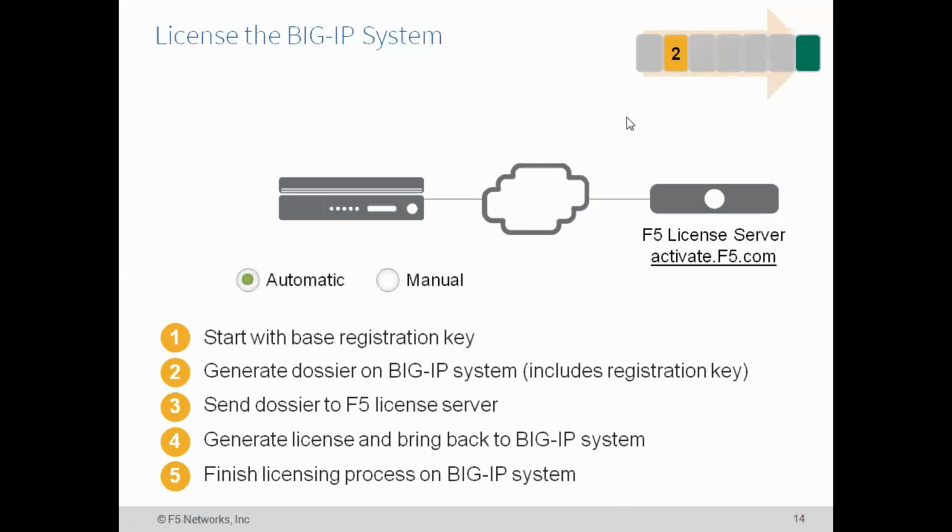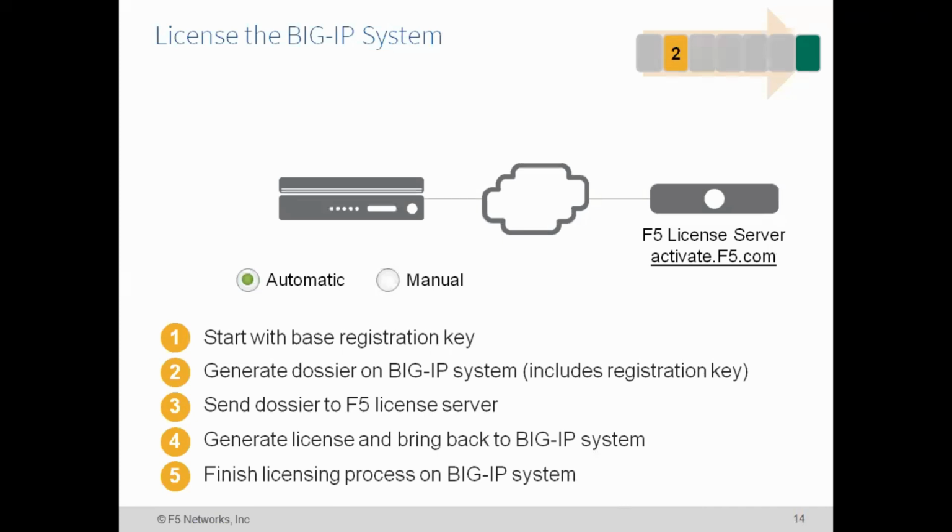So there are two methods to get the license: one is the automatic method, one is the manual method. The automatic method will be used when your BIG-IP device has direct access to the internet. Your BIG-IP management port has direct access to the internet.